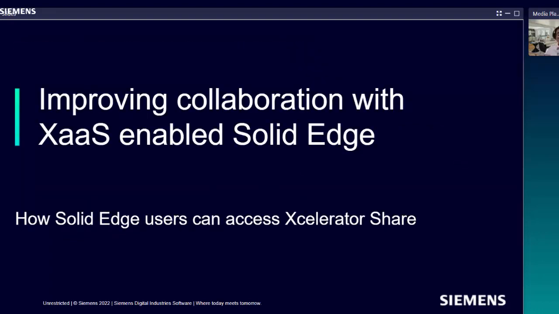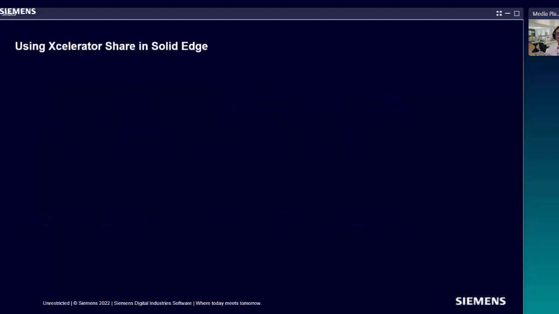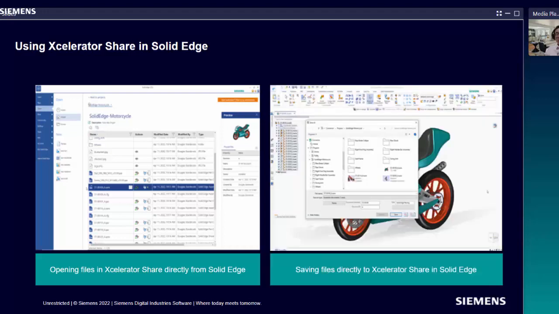Next, I want to do a quick example of how Solid Edge users can access Xcelerator Share. Well, how do we use Xcelerator Share in Solid Edge? Well, opening files in Xcelerator Share is very easy. This can be done directly from the Solid Edge user interface. And saving files is equally easy. We can save a file directly to Xcelerator Share in Solid Edge. Thus, you can see this is very easy to use and straightforward.